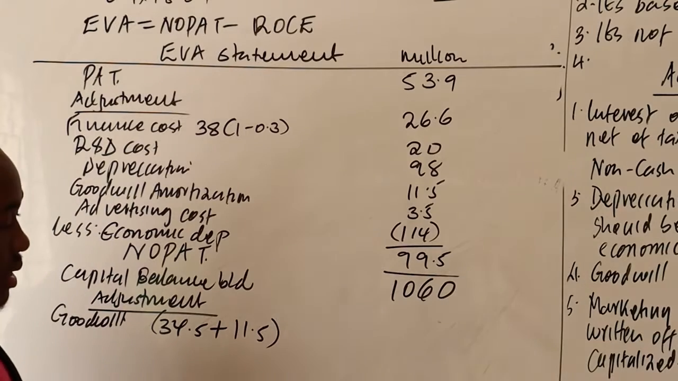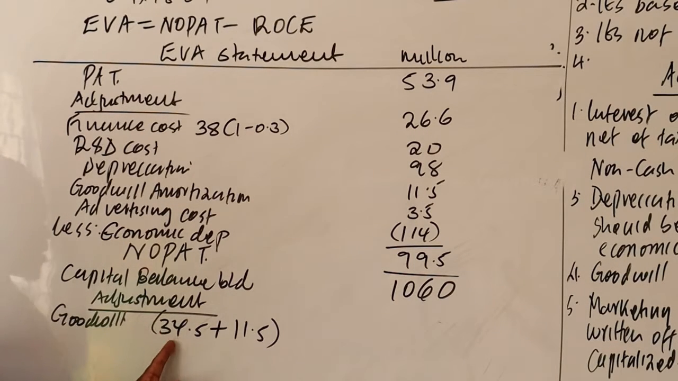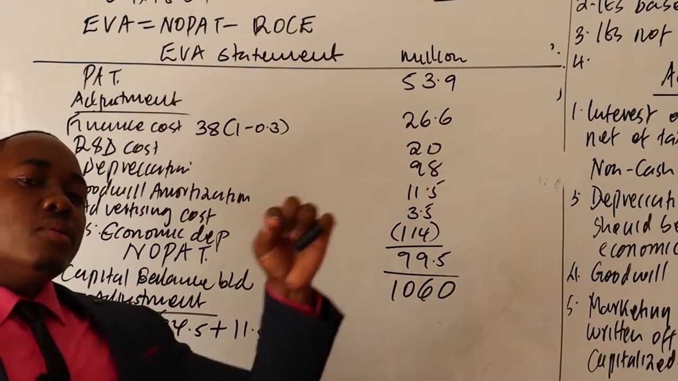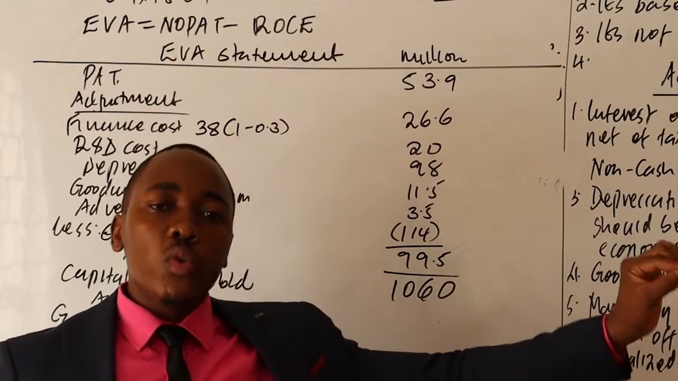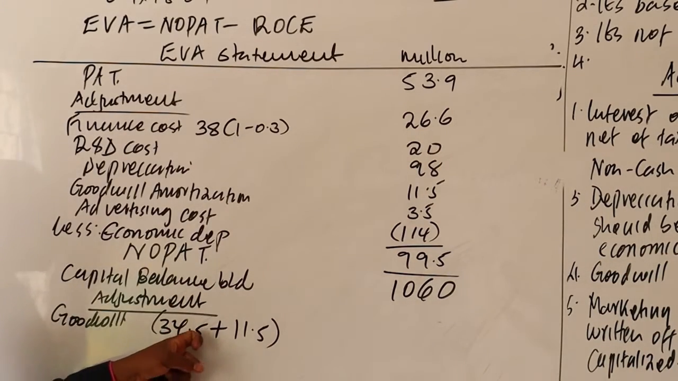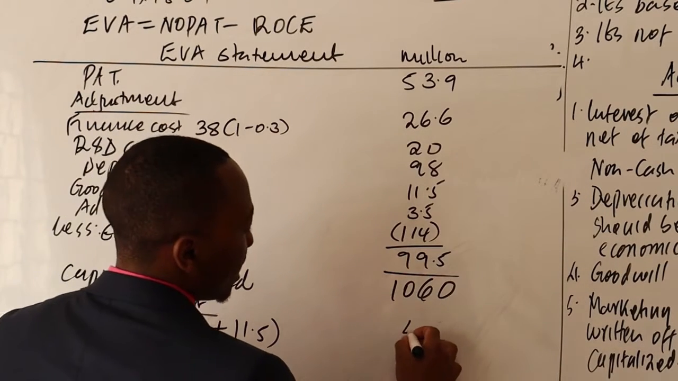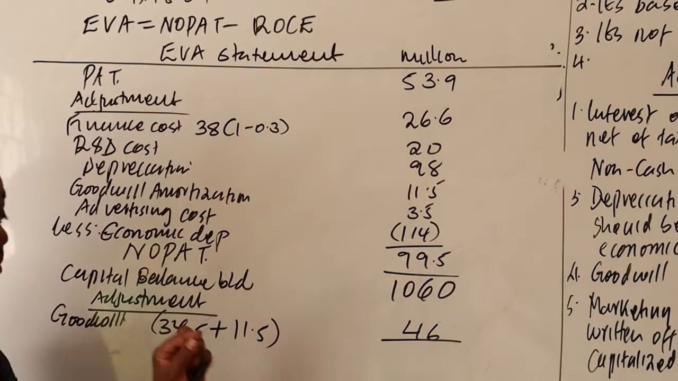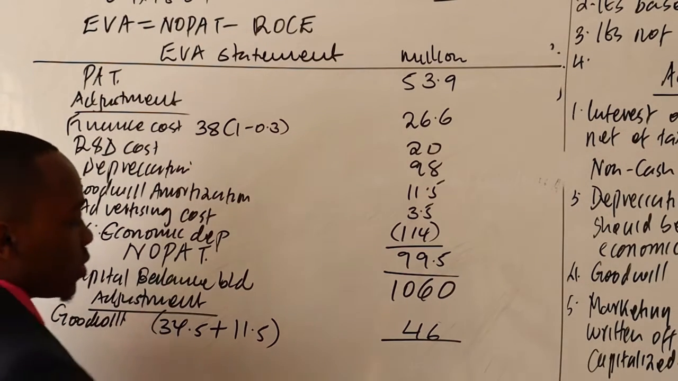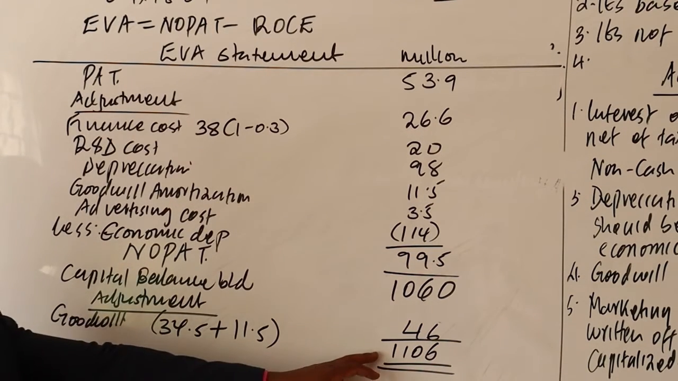Now, this is what I have done. Since we are not given the value of the goodwill, but already given the goodwill written off in previous years and the goodwill written off in the current year, if you add the two, you can determine how much was the actual goodwill before it was amortized. So 34.5 plus 11.5, and you have an amount of 46. That means the original goodwill, before it was amortized, was 46. So how much do you get there? You have 1106. So now that's the adjusted capital.